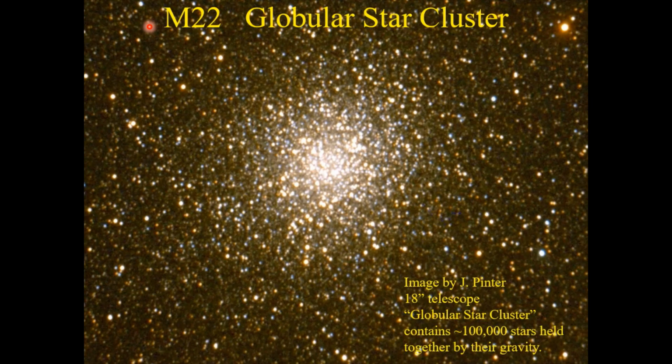Here's a picture of a globular star cluster called M22. This cluster contains about 100,000 stars that are like a swarm of bees. They're basically connected or bound together by their own gravity. Each one of them is sort of randomly orbiting around the center of gravity of this system. And these are extremely old stars, something like 10 billion years old.